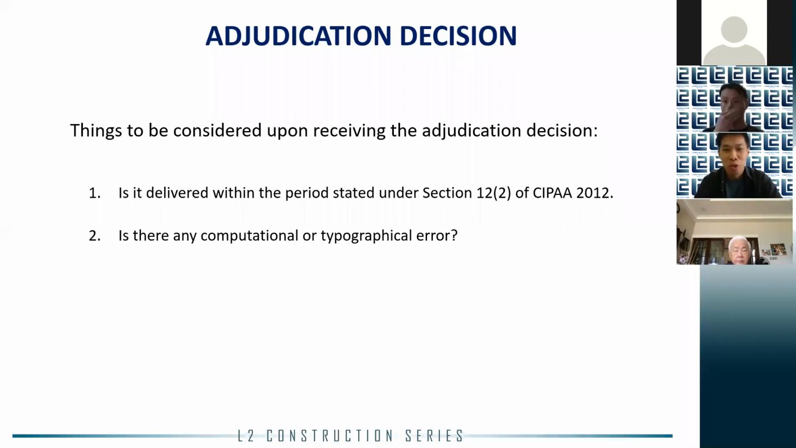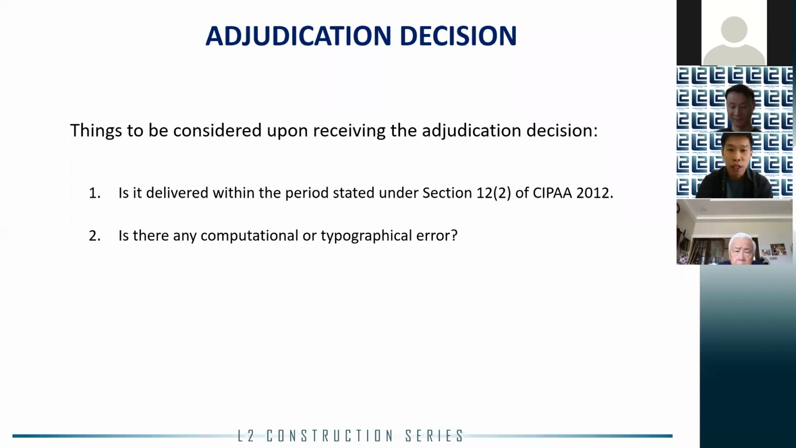Of course, scroll to the last page to see if it's a winning or losing decision. If it wins, then call for a celebration party. But hold on a minute. Before booking the celebration party, it is actually much more than that. Remember, to win is one thing, and to receive payment is another. You may win a CIPAA claim, but may still not be able to receive any payment.